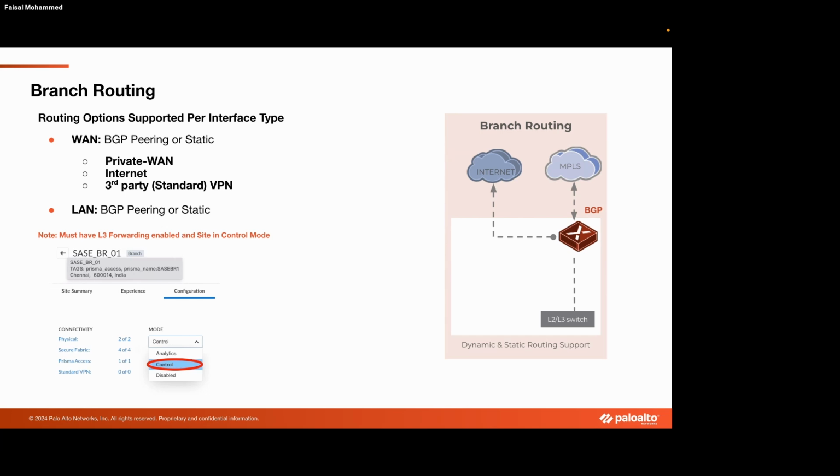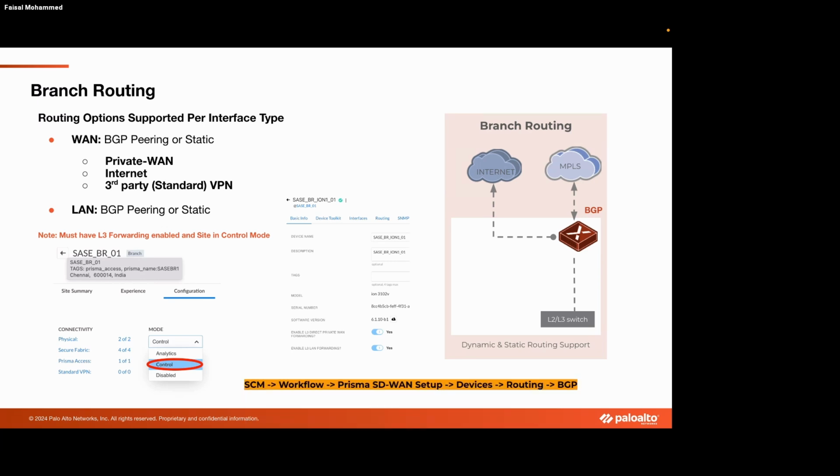What is required for the routing to work in a branch? You must have L3 forwarding enabled, and the site needs to be in control mode. So if you set up a BGP peering and you see that the BGP never comes up, the most likely reason could be that the branch is in disabled mode rather than control mode. So you will see BGP resets happening when the branch is set into a disabled mode. So you need to have control mode, and you need to have L3 forwarding enabled on the LAN for BGP to work.